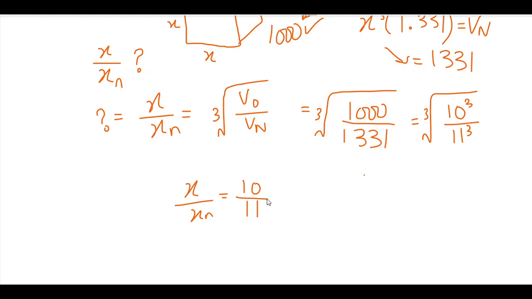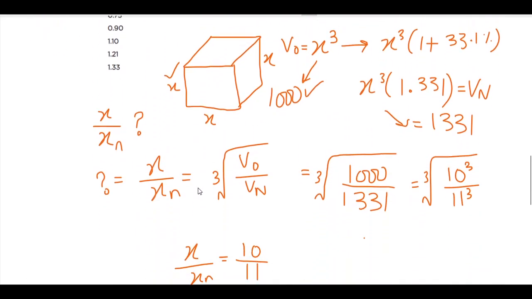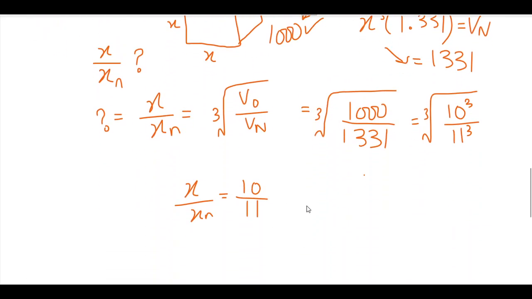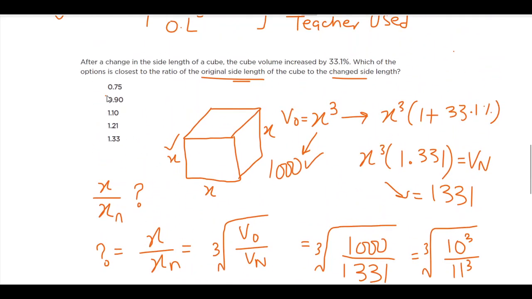And all I have to do is divide these two. It's going to be something less than 1. 10 divided by 11 is going to be 0.9 something, 0.909 something. And the answer is going to be B.